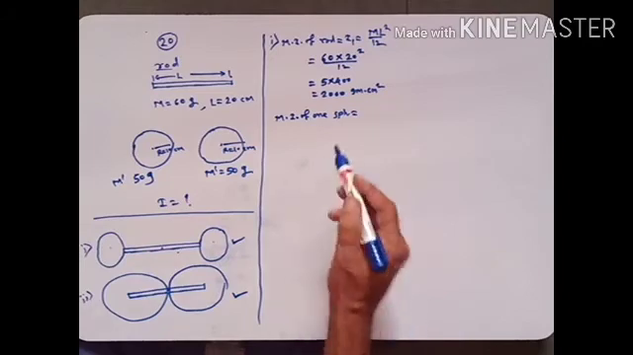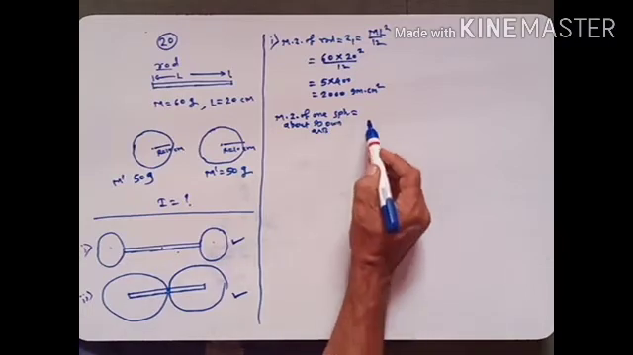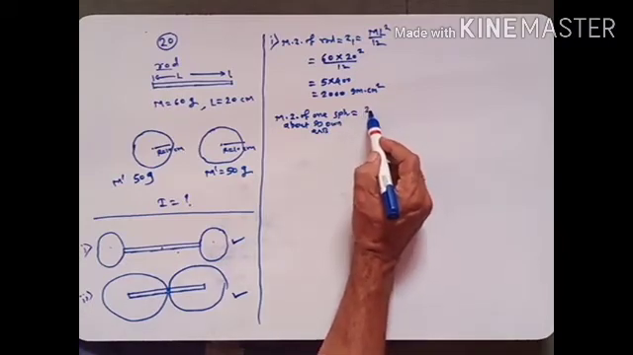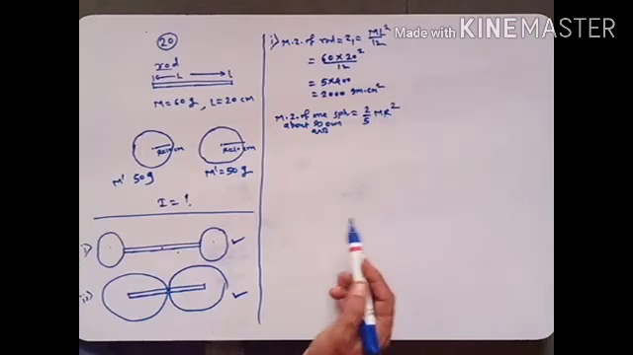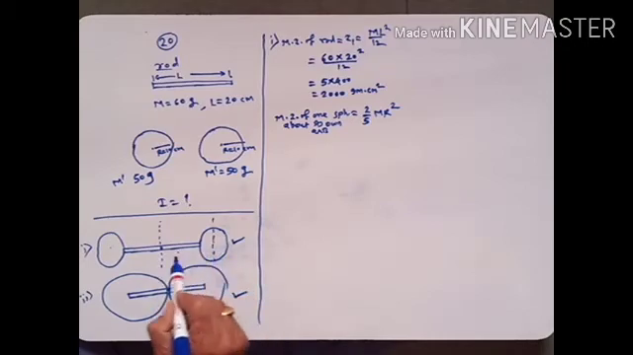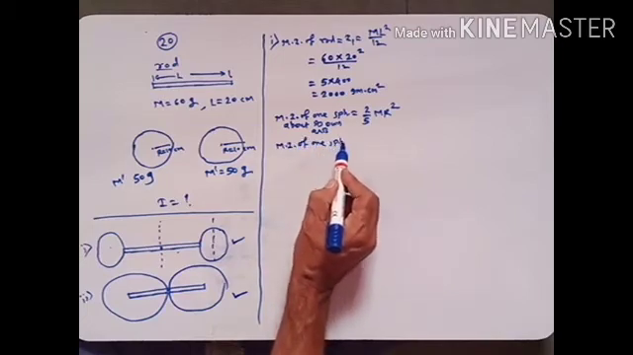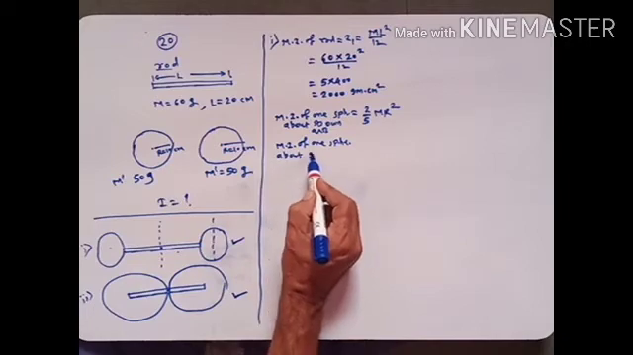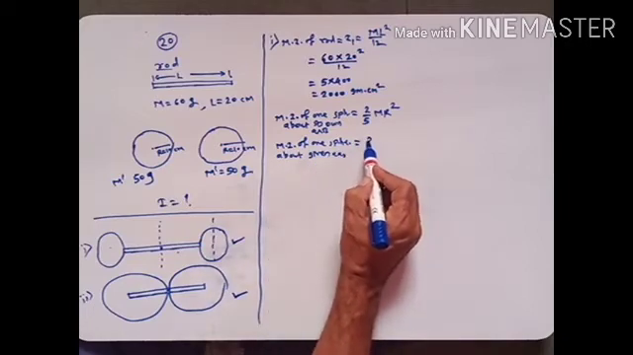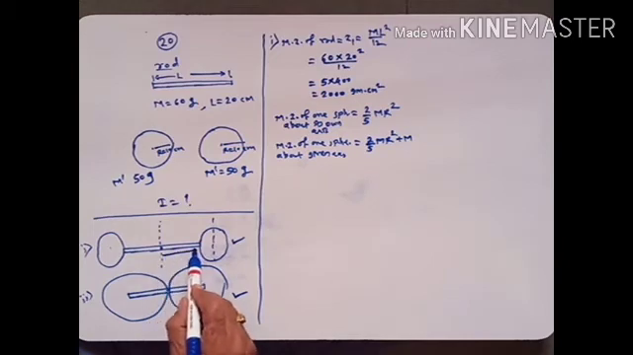And for these spheres, see here, MI of one sphere about its own axis, that is the diameter axis, we know this formula, that is 2 by 5 mr square. And about this parallel axis, see here, we use the same principle of parallel axis. Then MI of one sphere about the given axis is equal to, I will write 2 by 5 mr square, this is IC, plus m, and see here, this 10 centimeter and this 10 centimeter, means total is 20 centimeter.